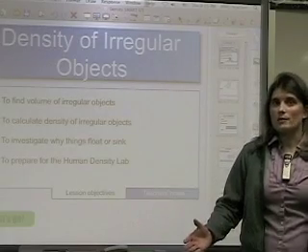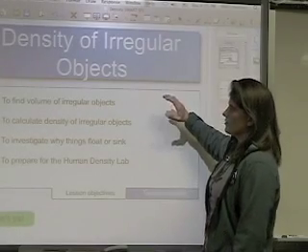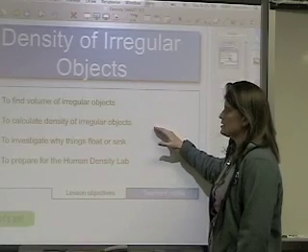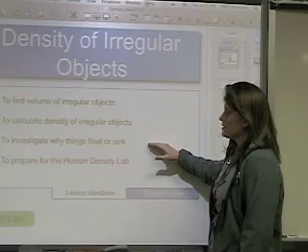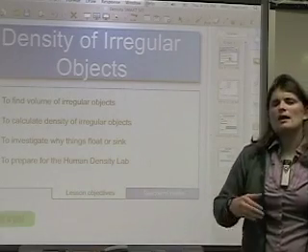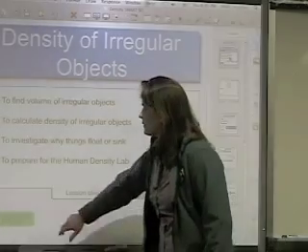In this lesson, my objectives are for the students to find the volume of irregular objects, to calculate the density of irregular objects, to investigate why objects float or sink, as well as to prepare for the human density lab, which is a lab that we do shortly after this. And so, let's go.